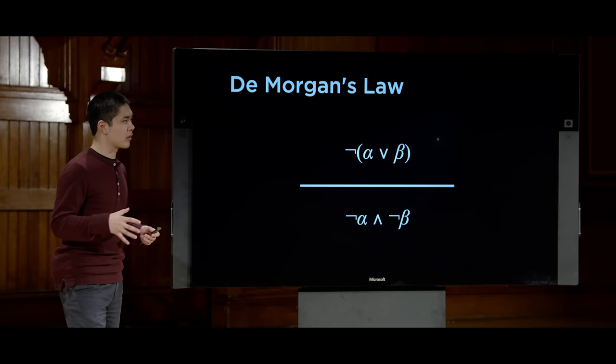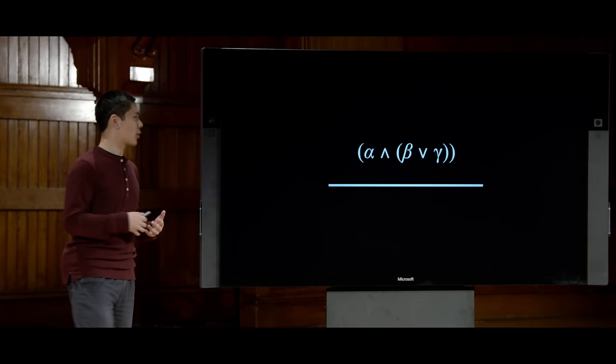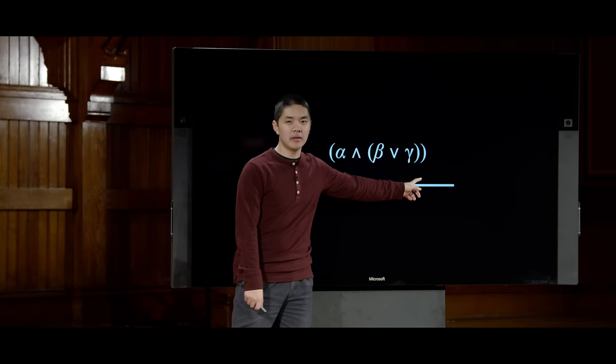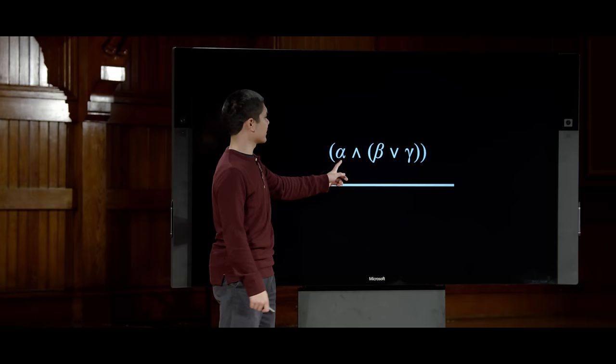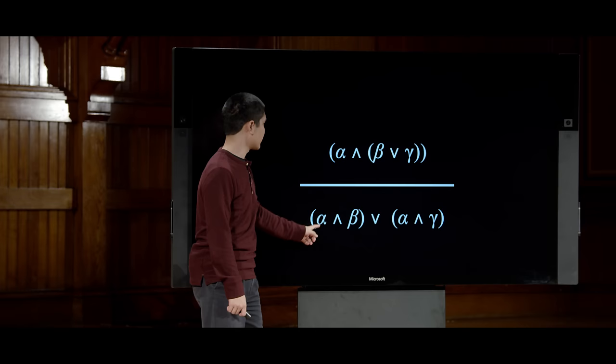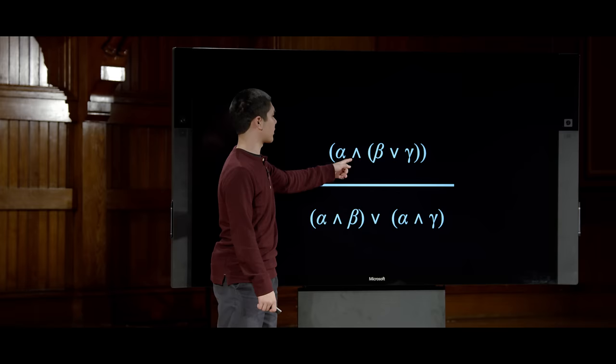One is the distributive law that works this way. So if I have alpha and beta or gamma, well then, much in the same way that you can use distributive laws in math to distribute operands like addition and multiplication, I can do a similar thing here, where I can say if alpha and beta or gamma, then I can say something like alpha and beta, or alpha and gamma, that I've been able to distribute this and sign throughout this expression.